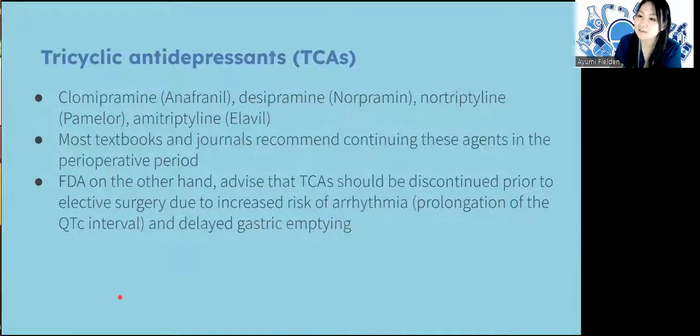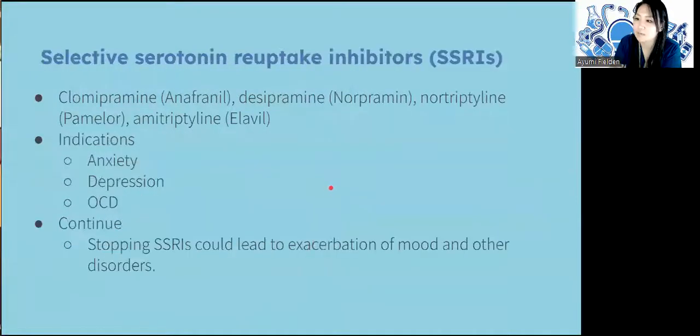TCAs. And so that is your Elavil. Most textbooks and journals recommend continuing those agents in the perioperative setting, and it's said to be pretty safe. The FDA, on the other hand, advised that TCAs should be discontinued prior to elective surgery due to increased risk of arrhythmia and delayed gastric emptying. But a lot of the journals are not citing that. But again, the FDA is saying that. So just one thing to be aware of.